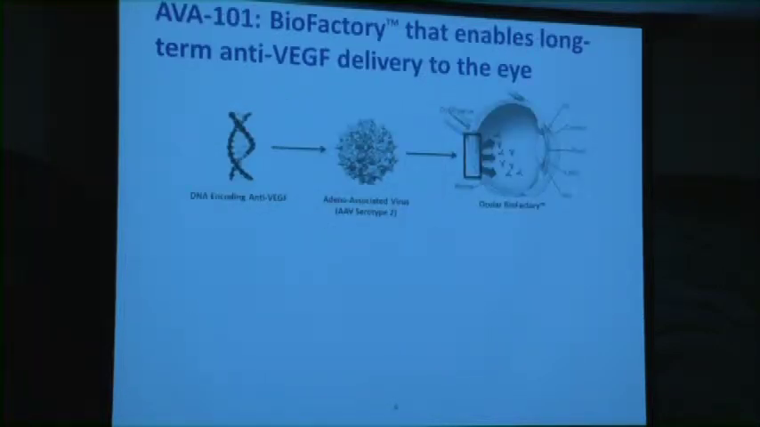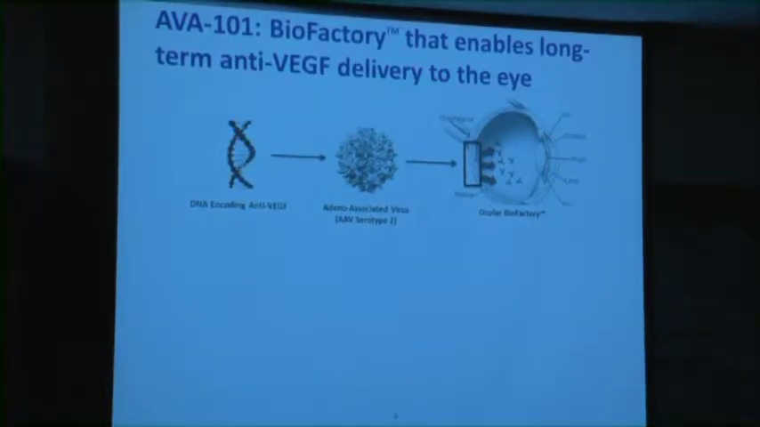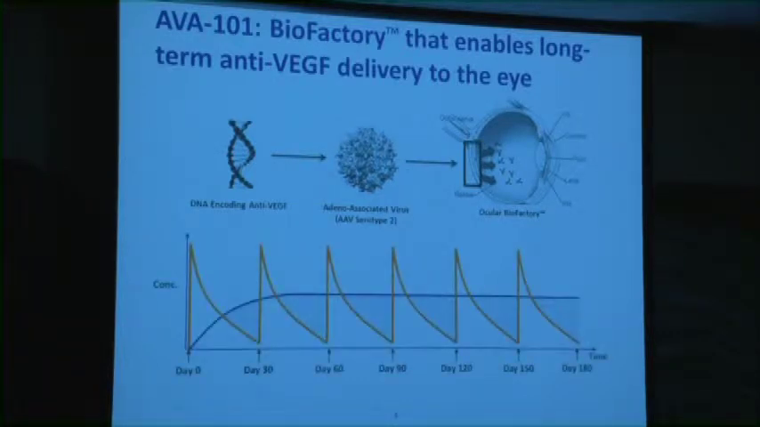And so the technology is, we've heard a lot about gene therapy. Basically, the concept is DNA encoding an anti-VEGF protein encapsulated in AAV serotype 2, and we call it the ocular biofactory. It's injected subretinally and continues to create fresh therapeutic protein over time. And so the idea is that as opposed to the peak and trough pharmacokinetics that you have with injected intravitreal proteins, you have steady state pharmacokinetics following a single injection.